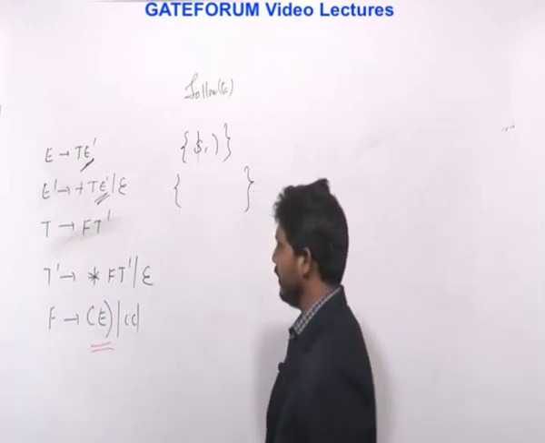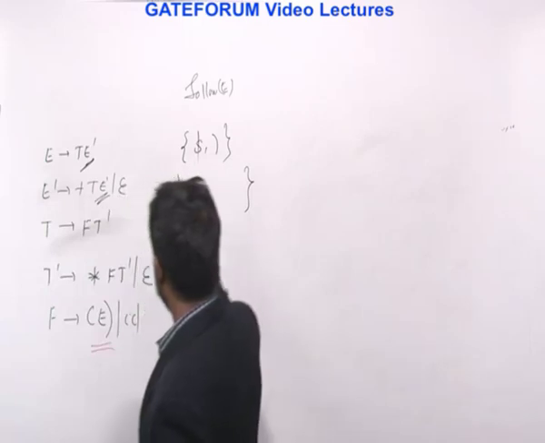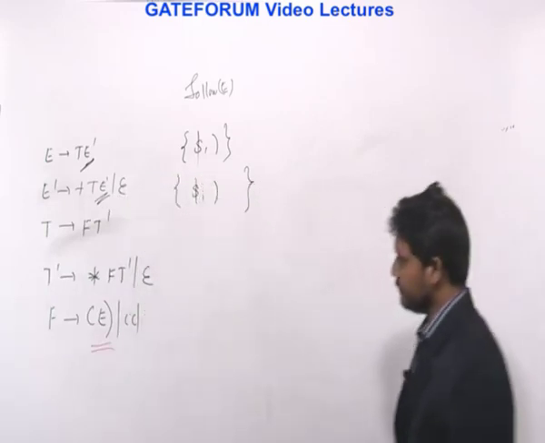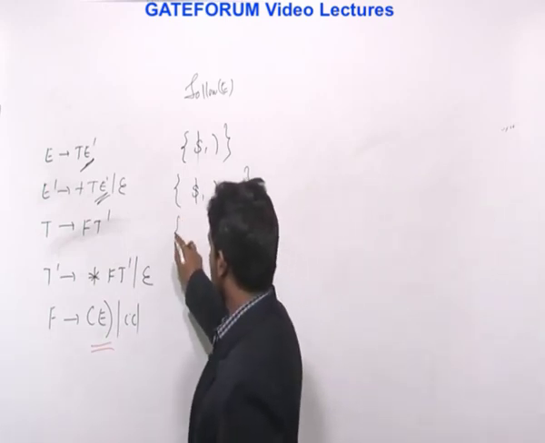Okay, it makes sense that follow of E dash is follow of E, and in that case I can get all the follow set, dollar and closing bracket included over here. Okay, this is it. Follow of T.